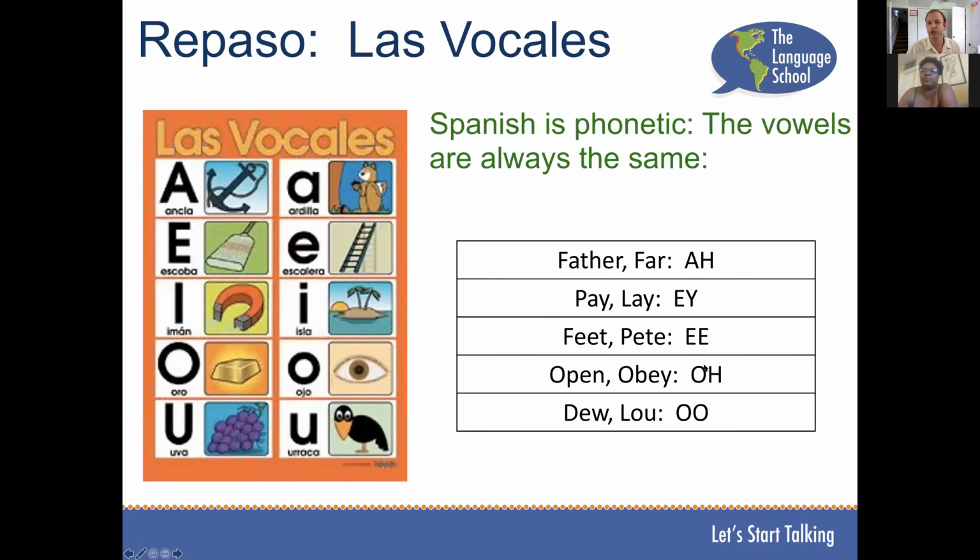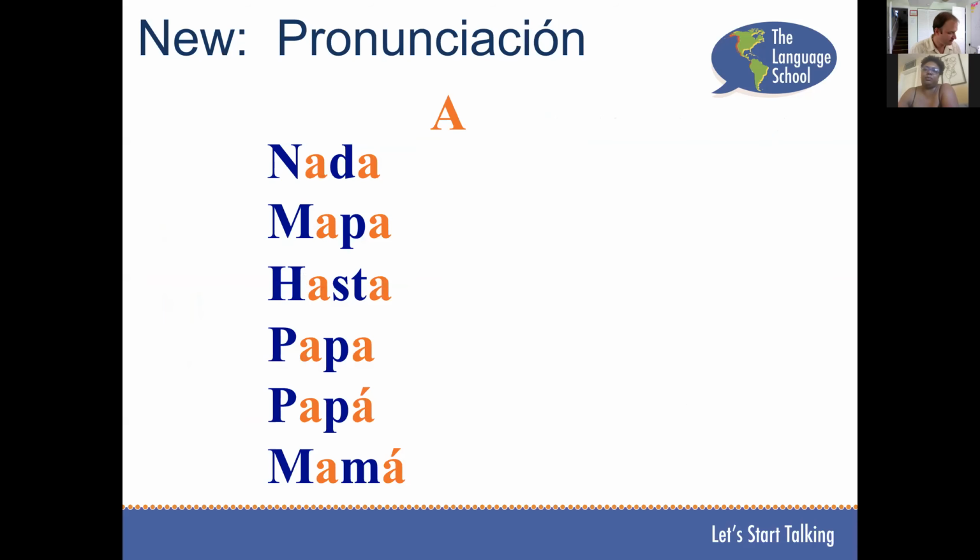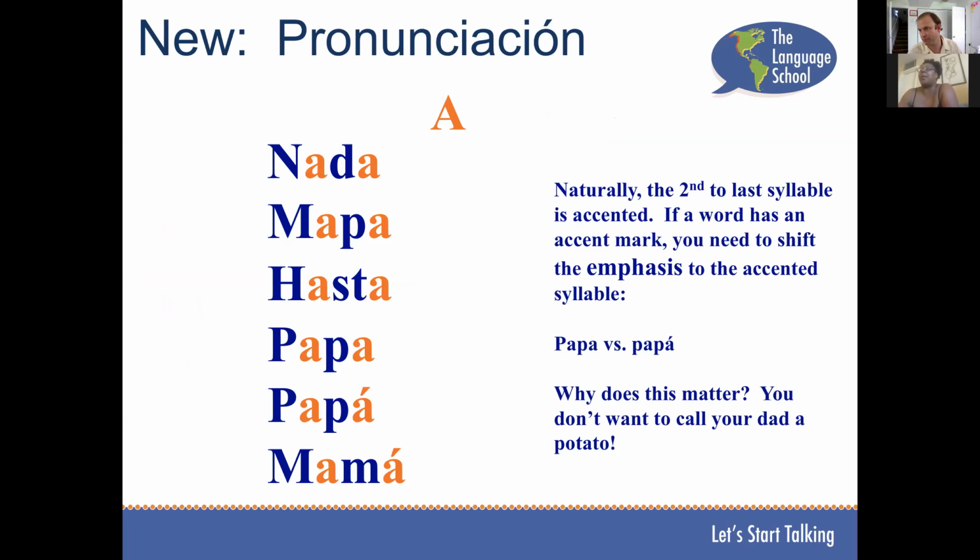Bien. Okay, pronunciación, las vocales. So remember, Spanish is phonetic. If you can just learn these 5 sounds, you can pretty much speak Spanish with no problem. Repite. A, E, I, O, U. A, E, I, O, U. Muy bien. A. Nada. Mapa. Hasta. Papa. Papá. Mamá. Just remember those accent marks that I taught you about. It just means you have to shift the emphasis of the pronunciation.